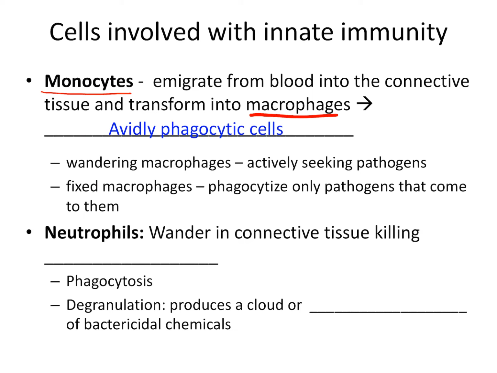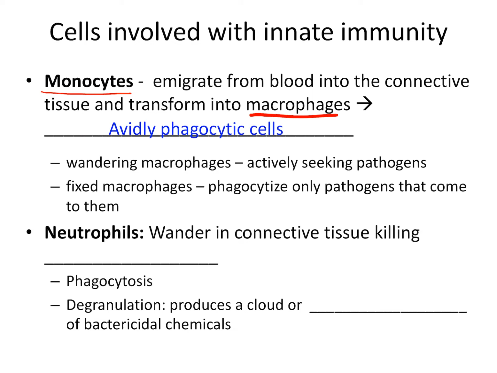So a fixed macrophage would not be actively phagocytic unless a pathogen actually came and moved in and came in contact with it. Some examples of locations where we would find fixed macrophages are the lungs or the liver, etc. The second type of cell that's involved in our innate immunity is our neutrophils.